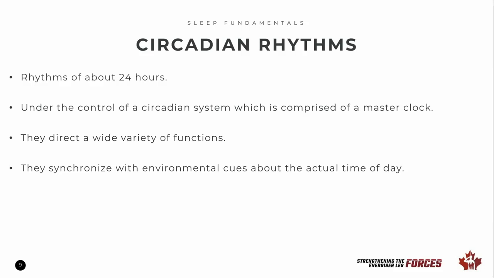Circadian rhythms are rhythms of approximately 24 hours, and they are under the control of the circadian system, which is comprised of a master clock located in the suprachiasmatic nucleus, or the SCN, of the anterior hypothalamus, and several peripheral clocks located throughout the body and the brain. Circadian rhythms direct a wide variety of functions, including our wakefulness, body temperature, metabolism, and hormone release. They synchronize with environmental cues such as light and temperature. Light is the biggest one. You're supposed to feel more awake when it's light out in the daytime in the morning, and then you want to be tired and go to sleep when it's darker in the evening.